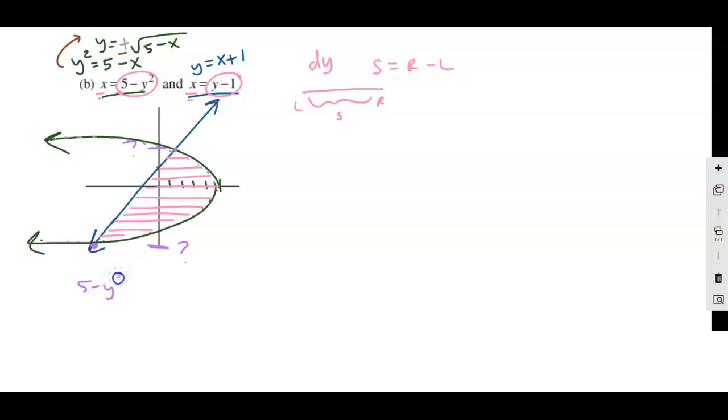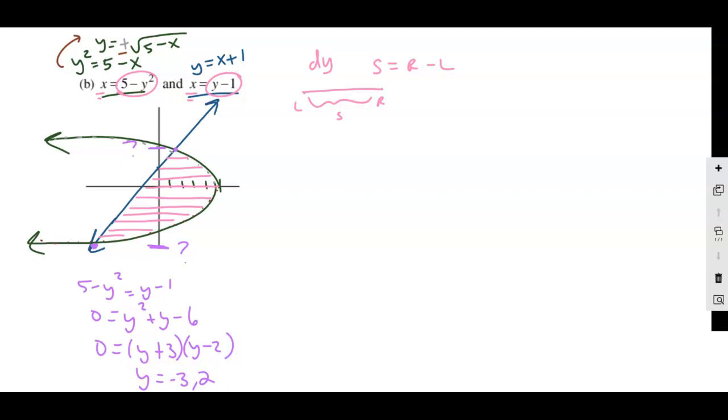Here we go. 5 minus y squared equals y minus 1. Let's add everything over to the right. Y squared plus y minus 6. I think that's a plus 3 minus 2. So then y is going to be negative 3 and then positive 2.